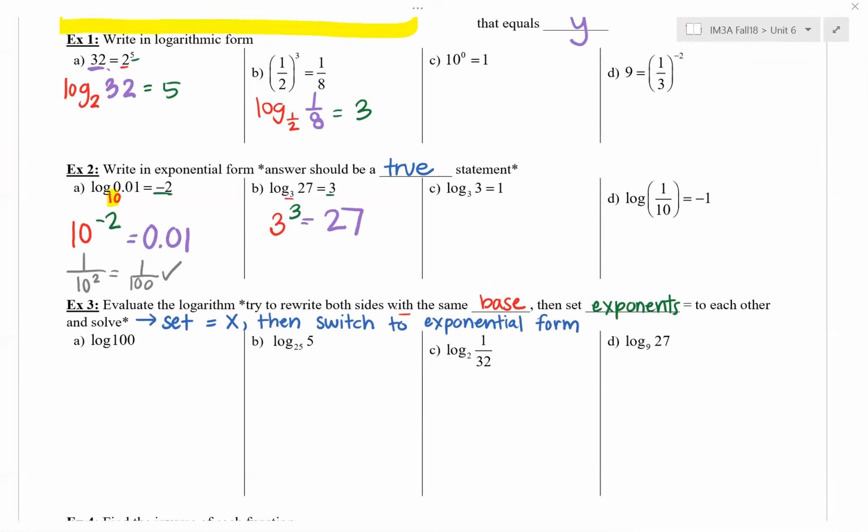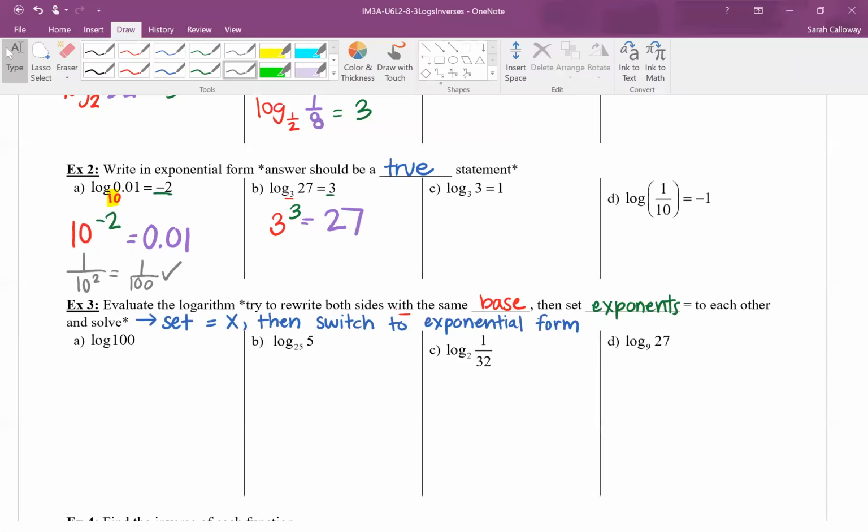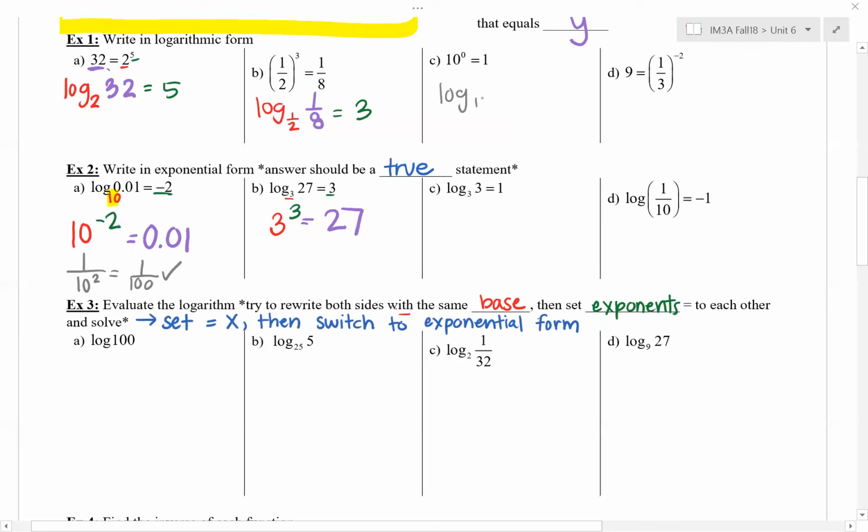One thing I wanted to go back to is in example 1C. You should have gotten log base 10 of 1 equals 0. And so actually you can rewrite that as just log 1 equals 0. Okay, so know that that's the simplified version of something with a base of 10. You just dropped the 10. Okay, so it's a known fact that if I just see the word log, it's a log base 10. So that's something that you should know.